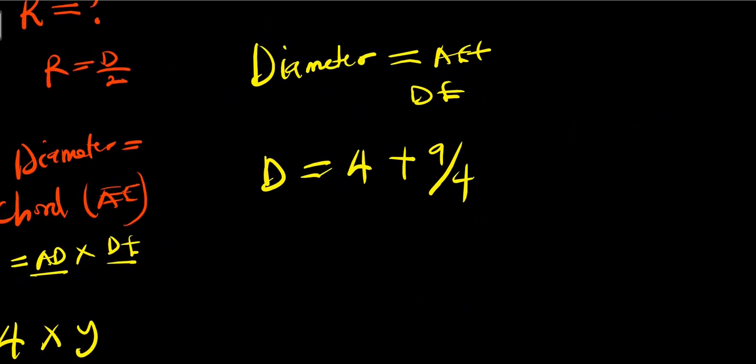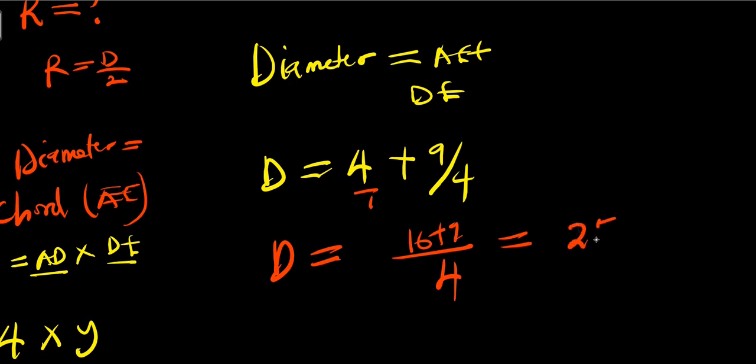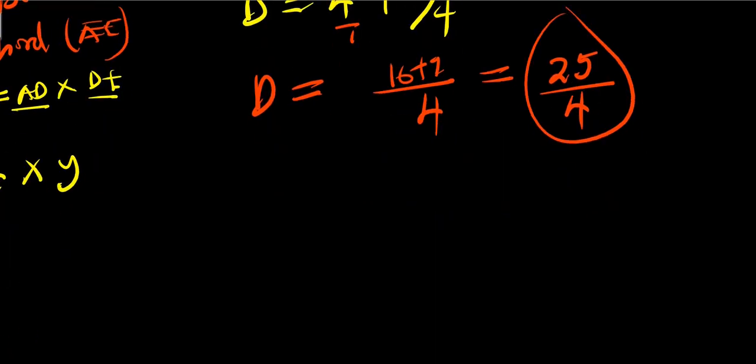So we have diameter equals, the common LCM here is 4. 4 divides 1, 4. 4 times 4, we have 16 plus 9. This will give you 25 divided by 4. This is our diameter.